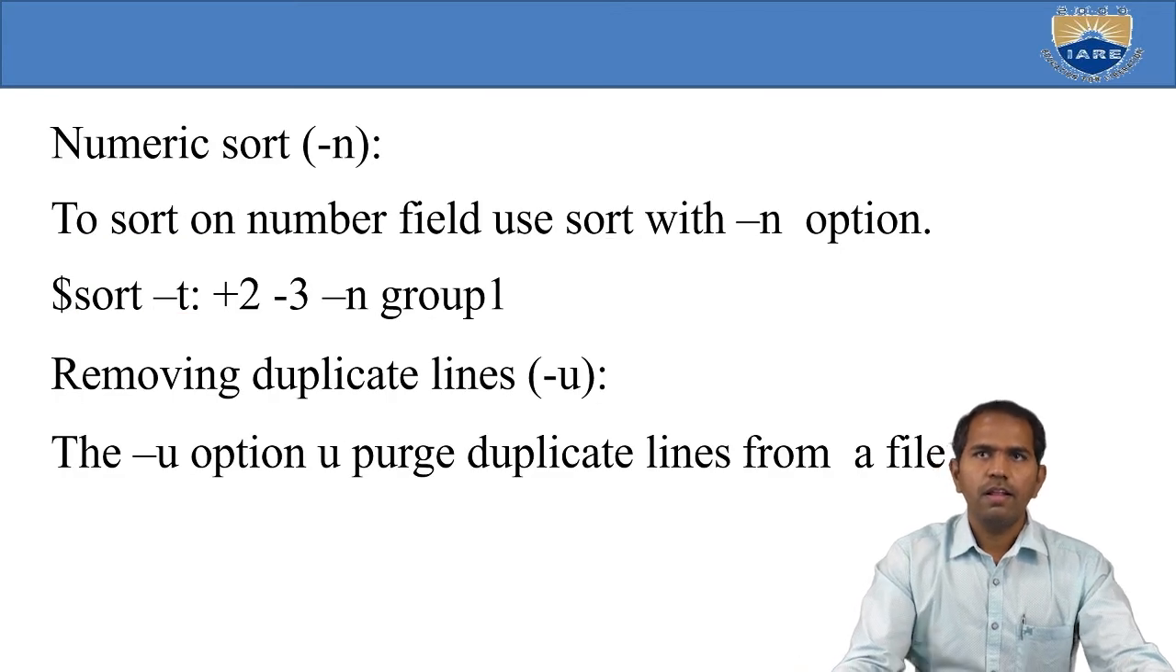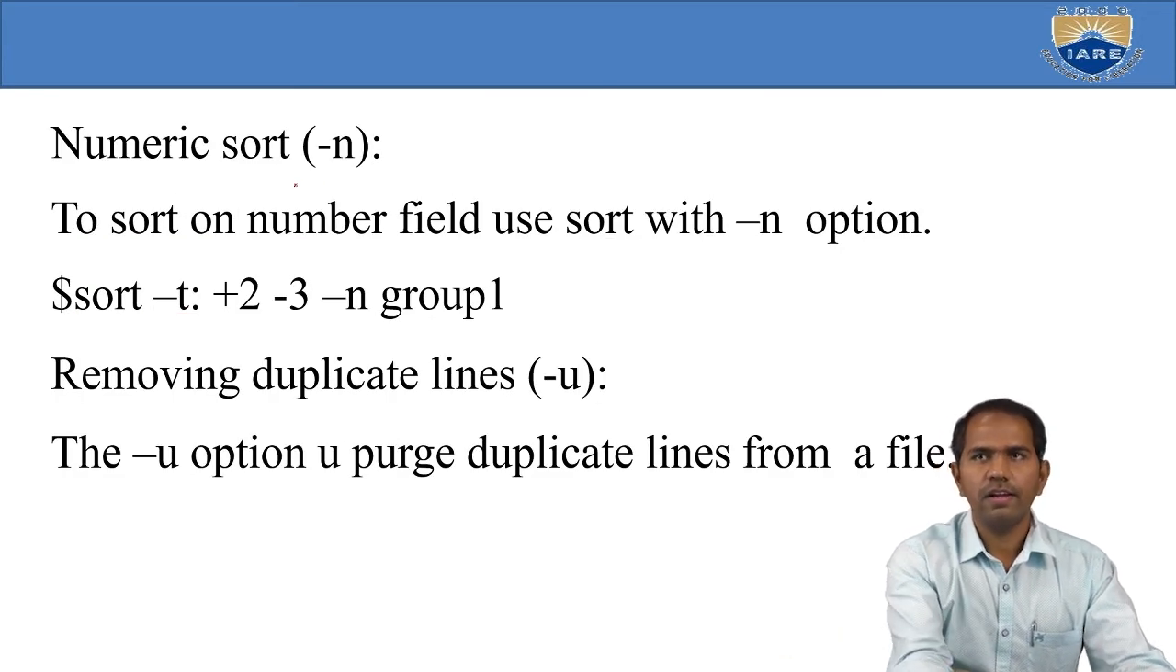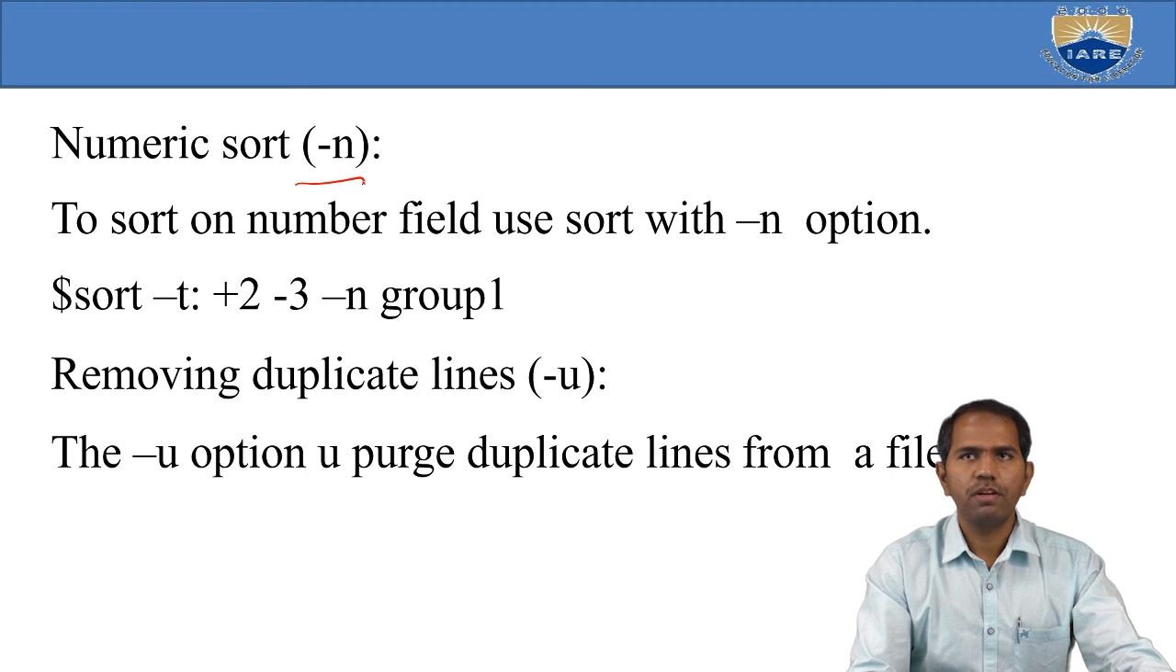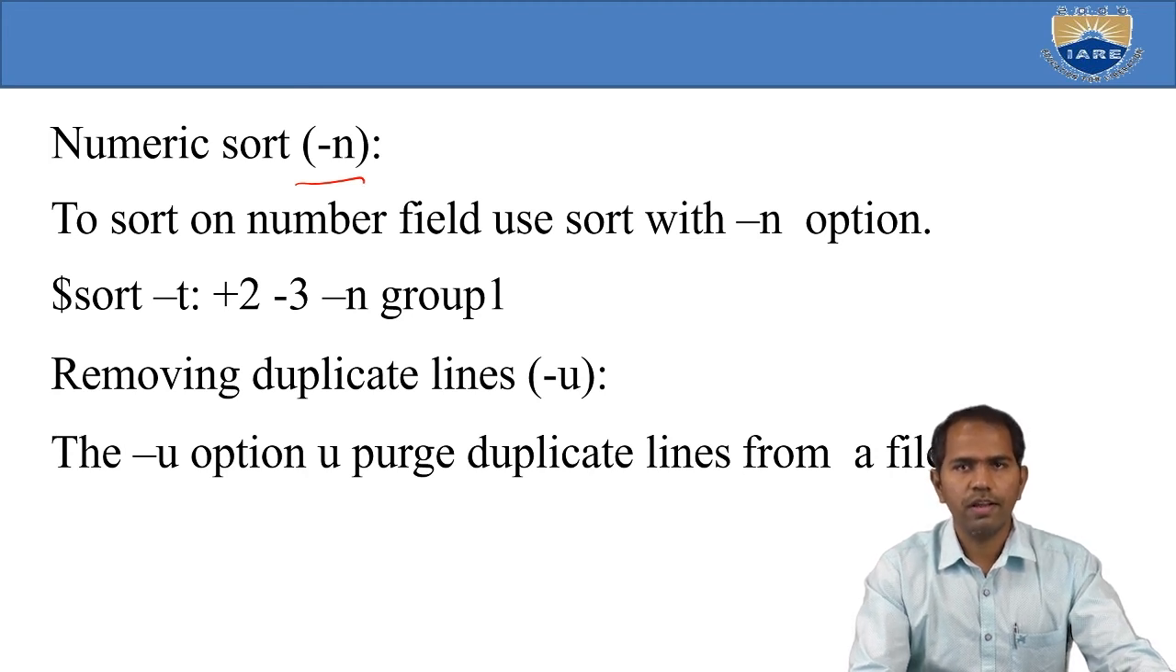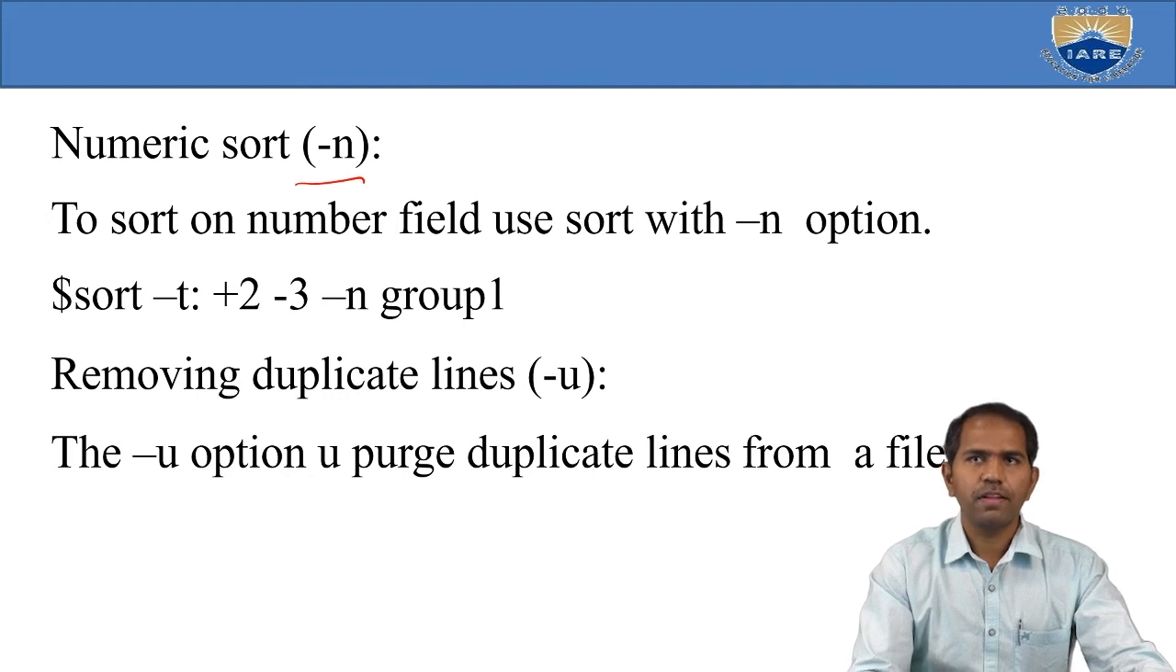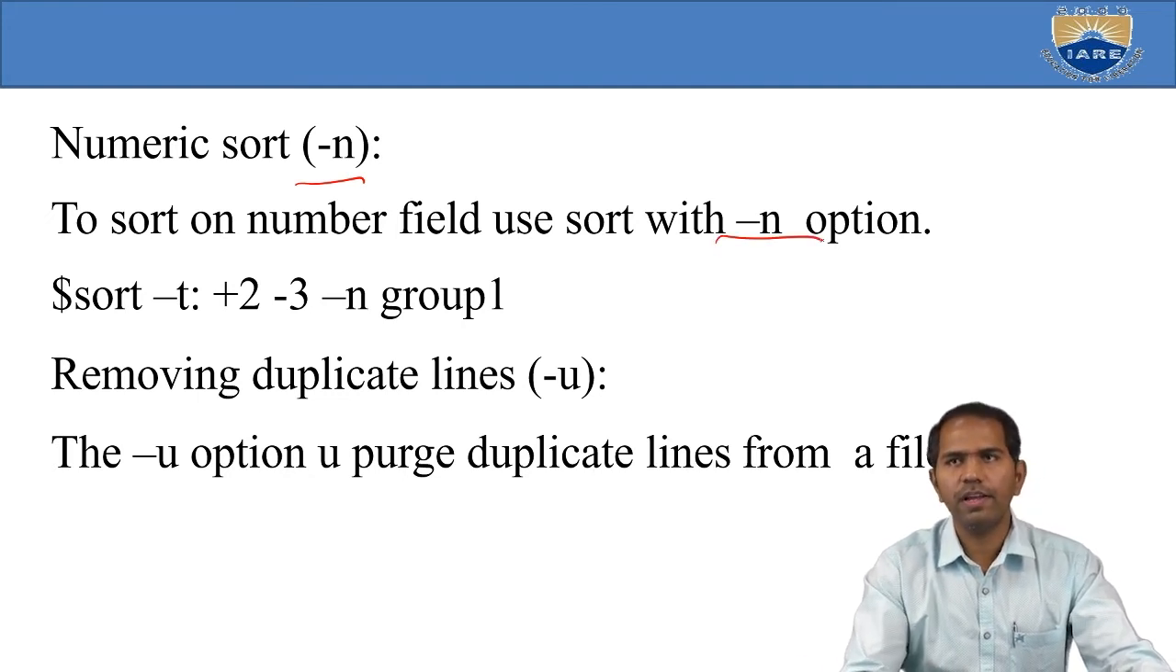And then numeric sort, it's minus n. This is one option. If I want to sort numeric elements, then use the minus n option. To sort on a number field, use the minus n option. Minus n is numeric or number sorting.